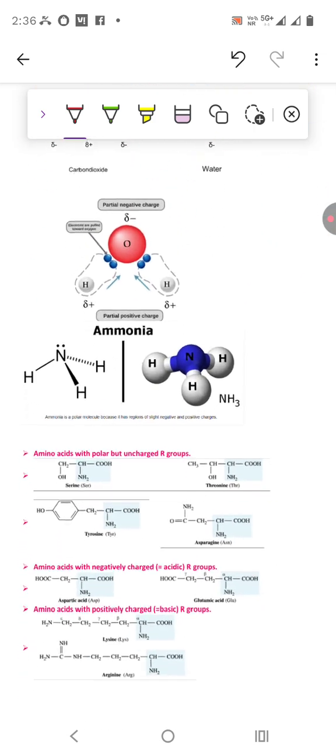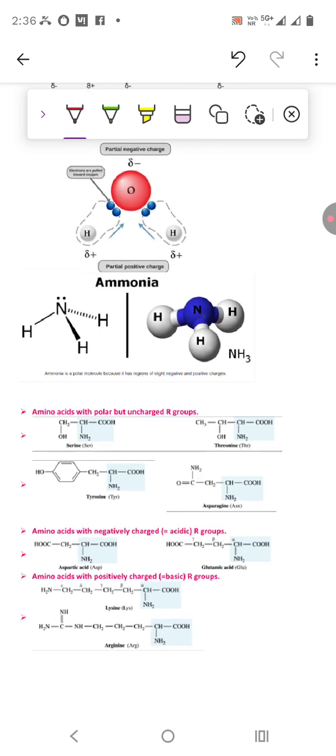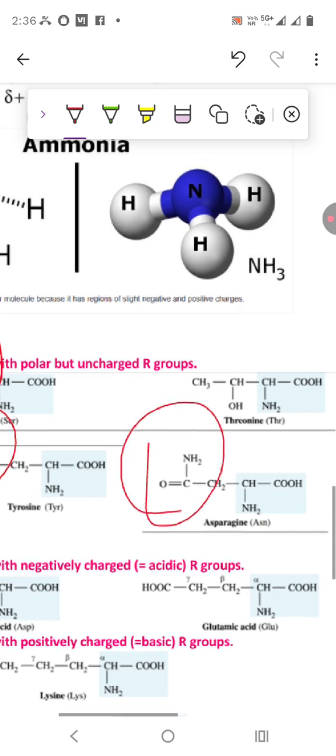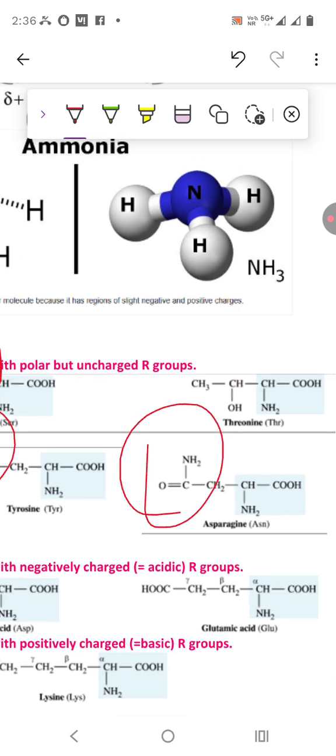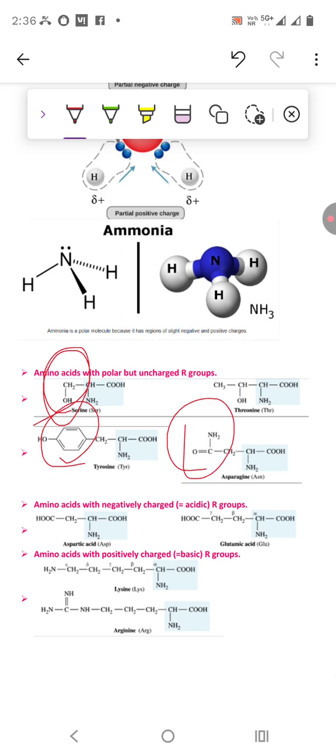Next, amino acids with polar but uncharged R groups. Look at this, polar because oxygen is present. Oxygen is more electronegative, so more polar. All have oxygen present, so they are polar in nature. But uncharged, there is no charge here. No positive or negative charge is present. That's why they are regarded as uncharged side chains. Clear?